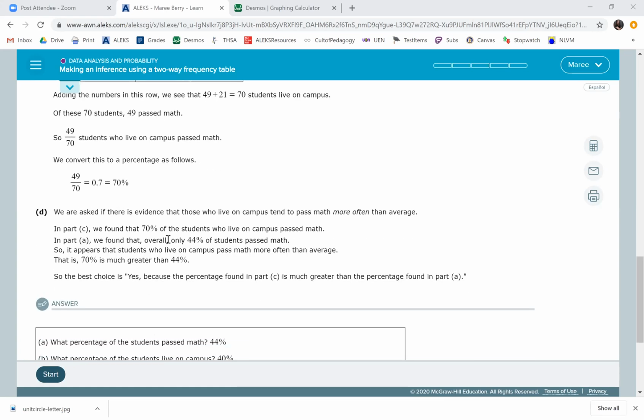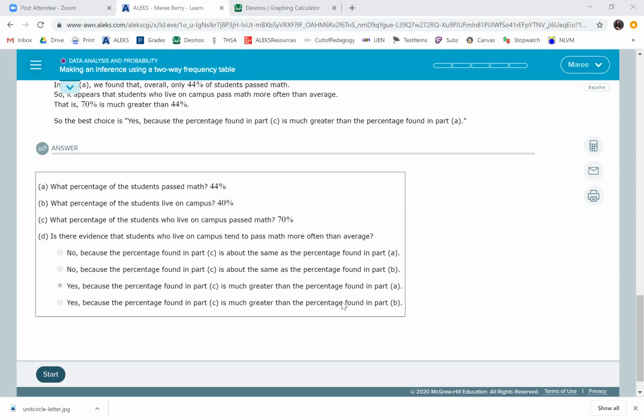And then they're asked, is there evidence that those who live on campus tend to pass math more often than average? It said that 70% of the students who live on campus pass math. But we found that overall, 44% of the students pass math. So yes, 70 is much greater than 40. The percentage found in part C is much greater than the percentage found in A. This is nice because you could just look at C and A and see that it's greater. So it would be a yes.